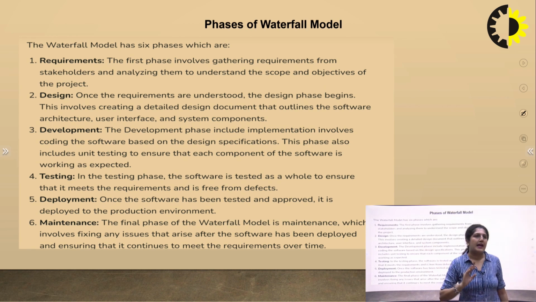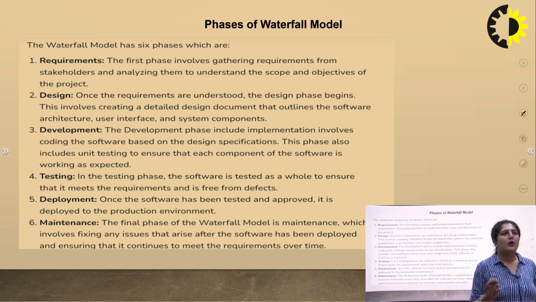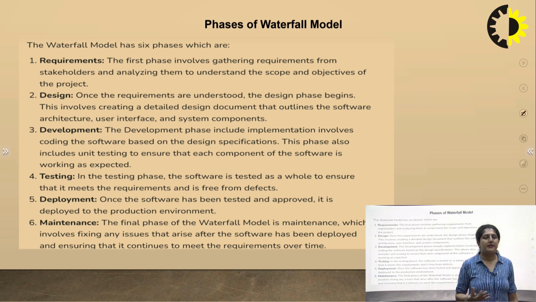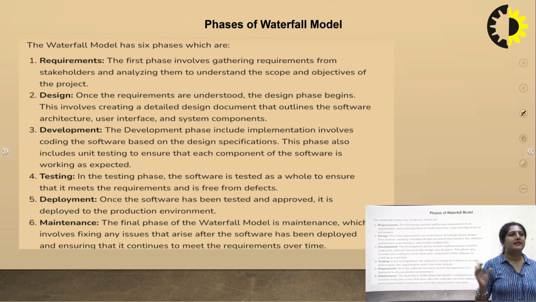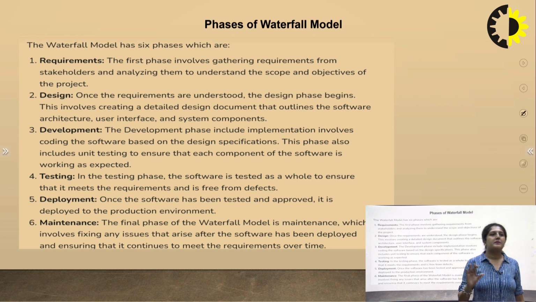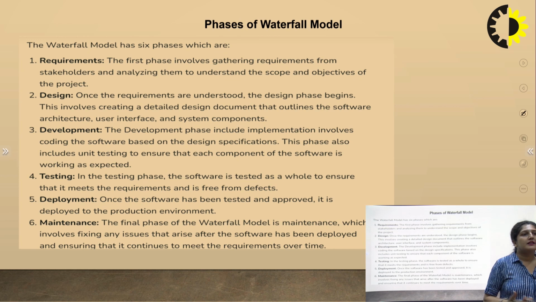In the designing phase, what happens? Once the requirements are understood, that is, the different functional and non-functional technical requirements, the designing phase begins, where the design and development specification is made, as I told you earlier, using different types of diagrams: flow diagram, flow chart, activity diagram, deployment diagram. We design that phase. Then comes the development phase, where the actual coding is done.